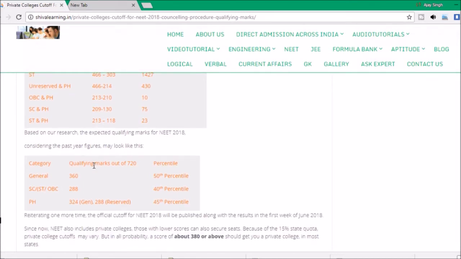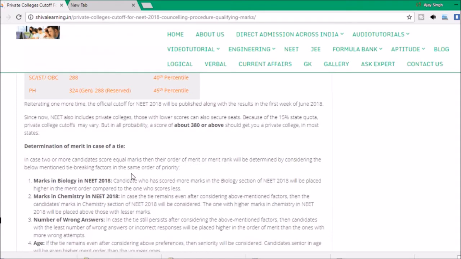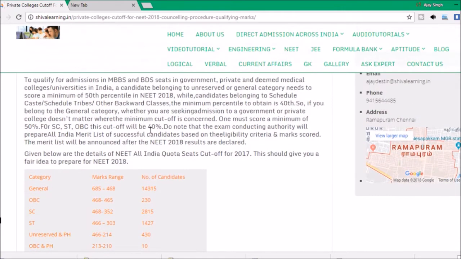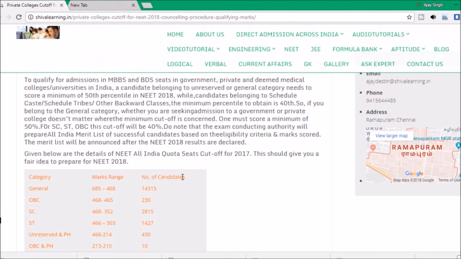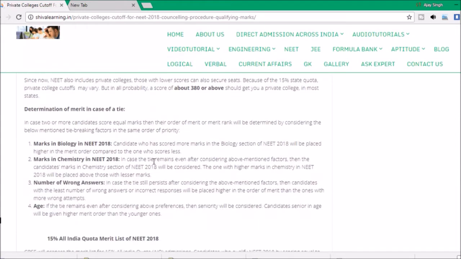Now let's see what are the minimum marks you need to qualify the NEET, okay? Suppose you are from the general category, then you should get at least 50 percentile, like 360 marks. And if you are SC, ST, OBC, it is the 40th percentile, 288. And if you are PH, any physically handicapped person, then you should get 324 for general and 288 for the others. It is 45 percentile. So I understand what is 45, what is percentile. If you read here, then you can know what is percentile and how to get it.